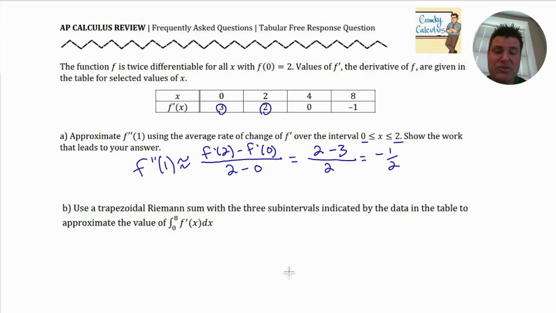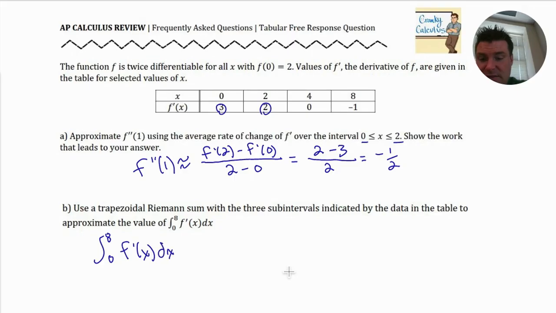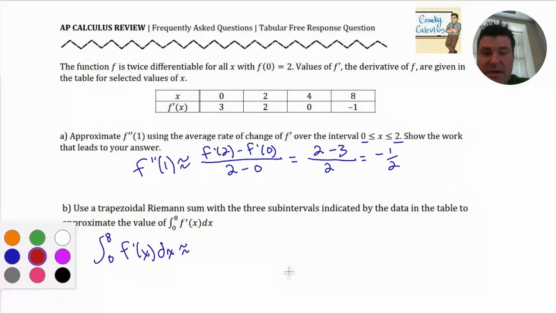For part B, we have a trapezoidal Riemann sum with 3 subintervals indicated by the table. So let's go ahead and do that. We're just going to integrate from 0 to 8 of f prime using our trapezoidal Riemann sum. So that's going to be an integral from 0 to 8 of f prime of x dx. And that's approximately, so what I'm going to do here now is look at my values. My first values I have right here, these values of 3 and 2.